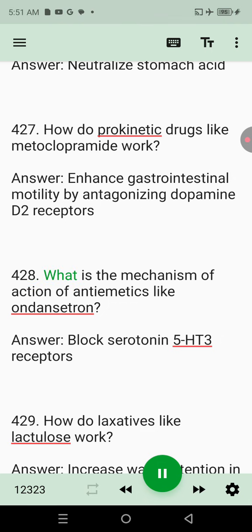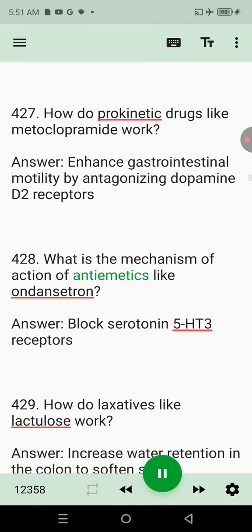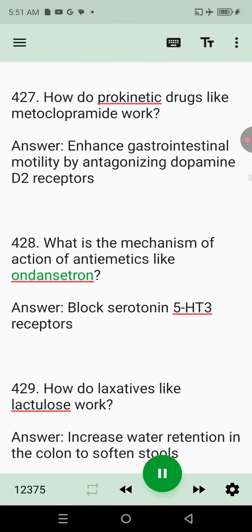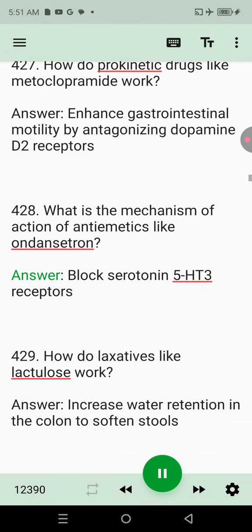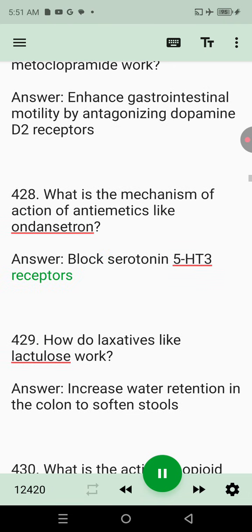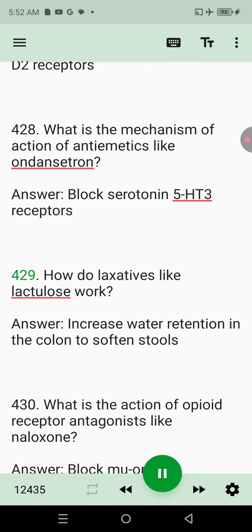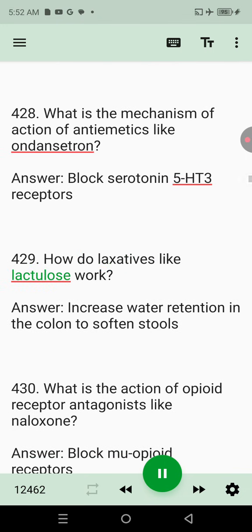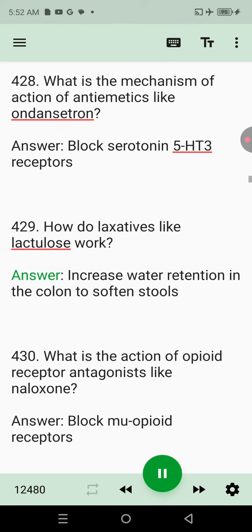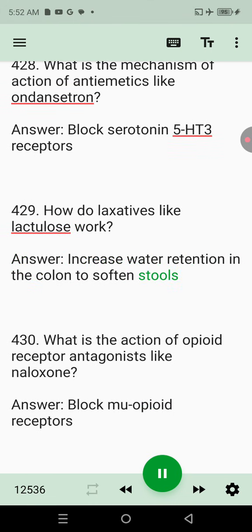428. What is the mechanism of action of antiemetics like ondansetron? Answer: block serotonin 5-HT3 receptors. 429. How do laxatives like lactulose work? Answer: increase water retention in the colon to soften stools.